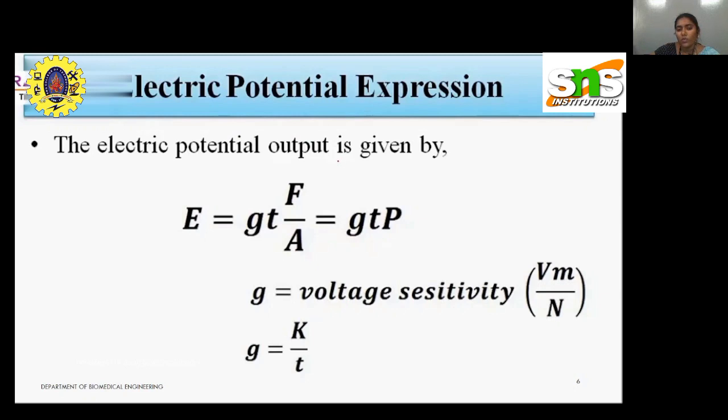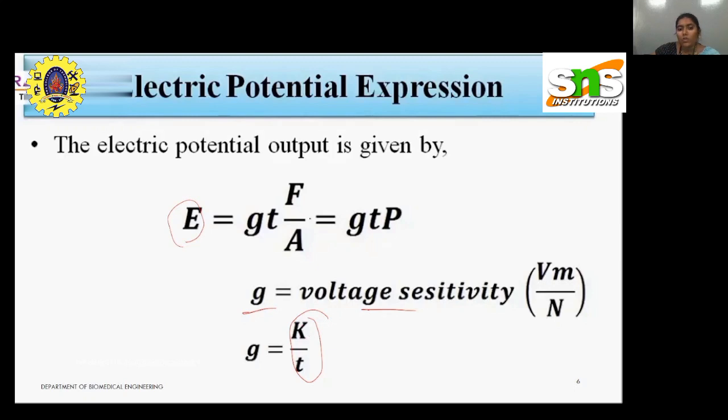This is the output you will get from the piezoelectric transducer when you give any kind of stress or mechanical energy. E, the electric potential, is equal to G t F by A, so F upon A. G is nothing but the voltage sensitivity. It is again based on the material which we are using. G also stands for K by t.